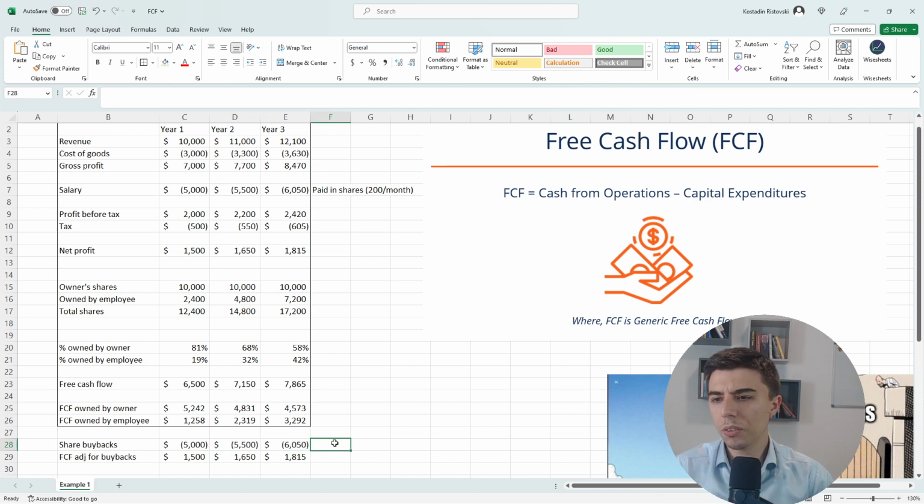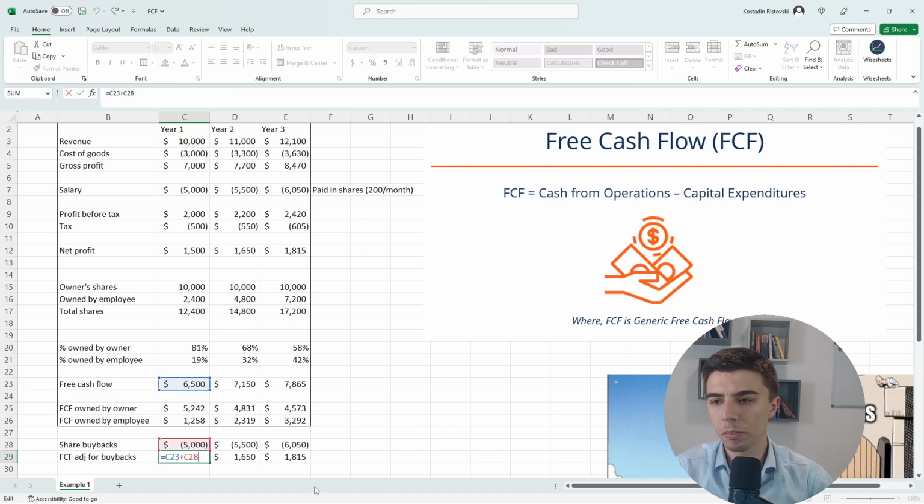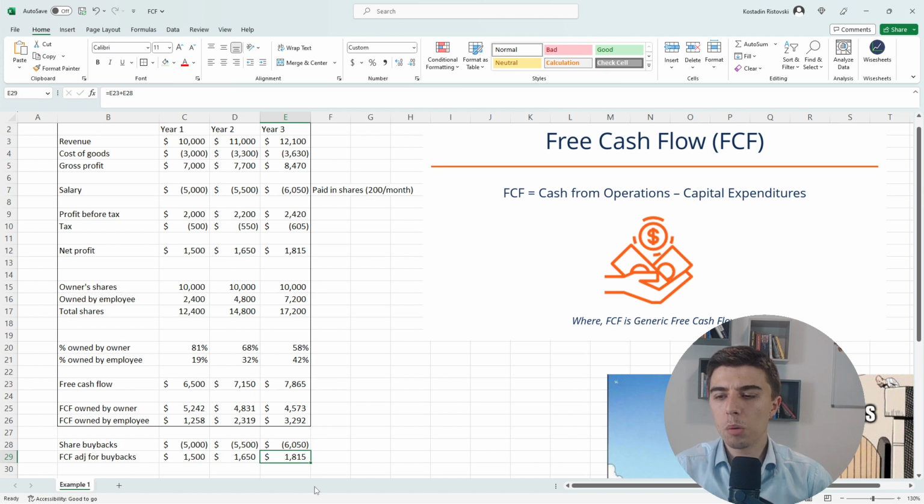And what you'll notice is the free cash flow, if I adjust for these buybacks, is much lower. But this decision to buy back shares has nothing to do with operations or capital expenditure. It's a financing decision, so within the cash flow statement, you will see that as part of the financing activities.